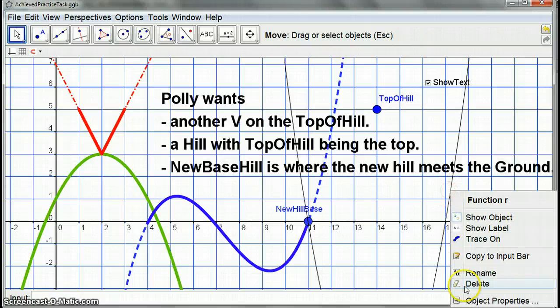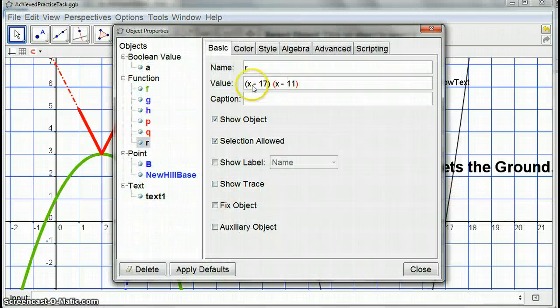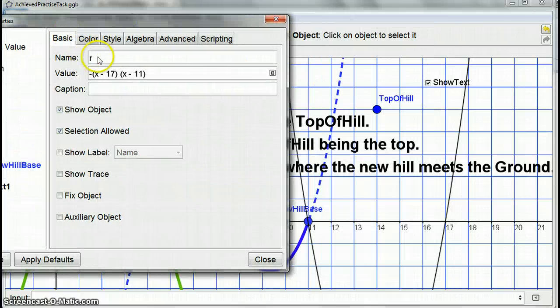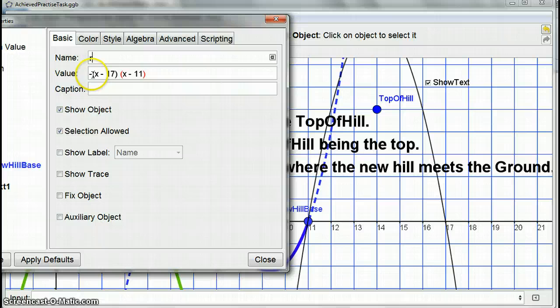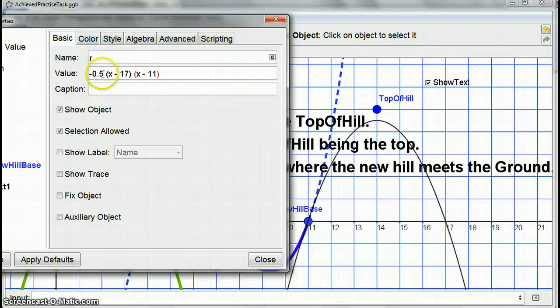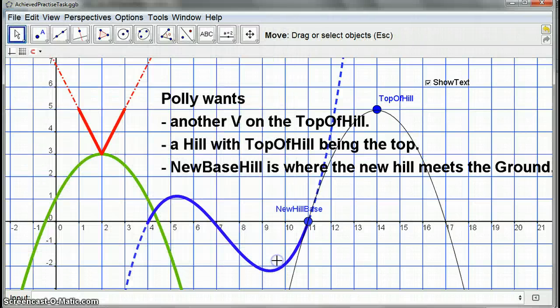Well, clearly I need to turn it up the other way, so it needs to be negative. And it needs to be a little bit more shallower than that, so I'll try 0.5. And a little bit more than 0.5. What about 0.6? Maybe 0.55. I'm doing a bit of guess and check here. I could have used algebra.